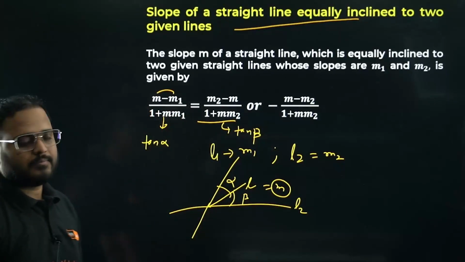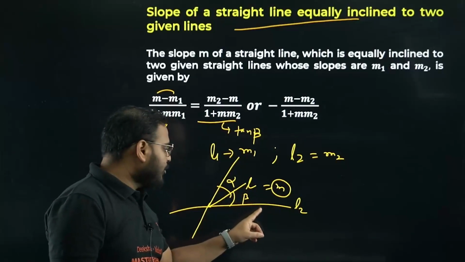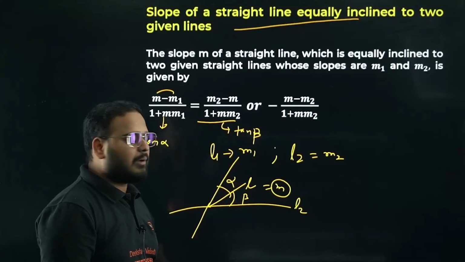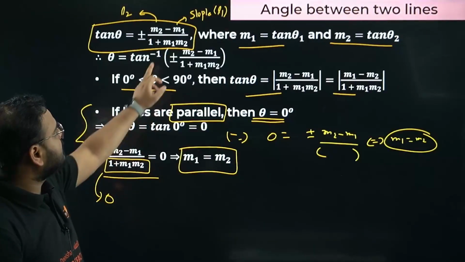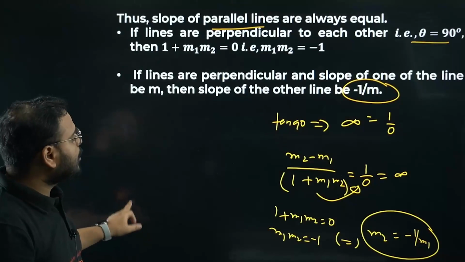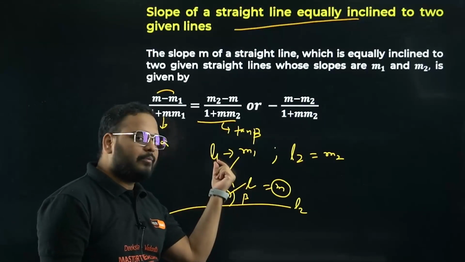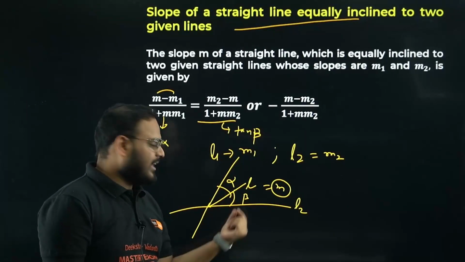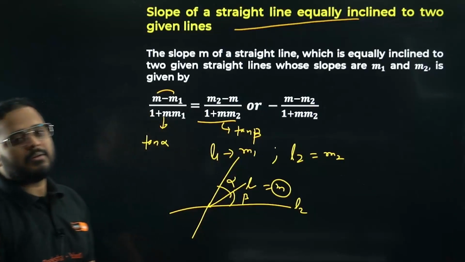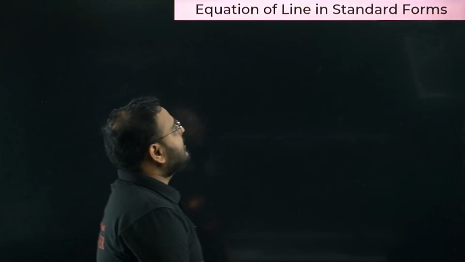Please check. Now this is the formula: (m2 minus m) upon (1 plus m m2). Have a look. The same formula is being used two times, one with the lines L and L1 over here and one with the lines L and L2 over here. Done. Simple concept.